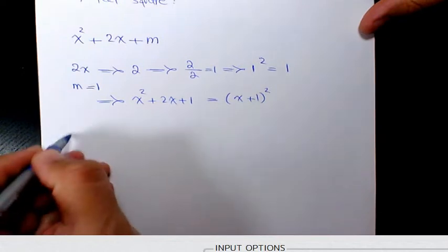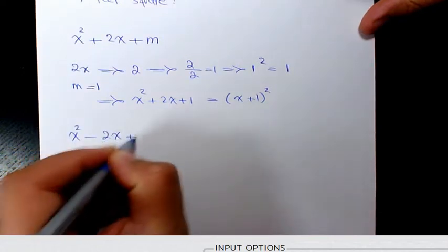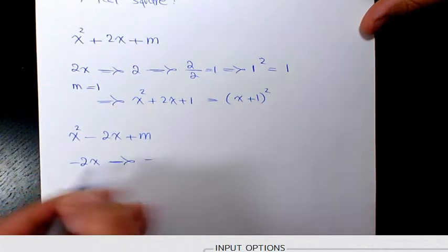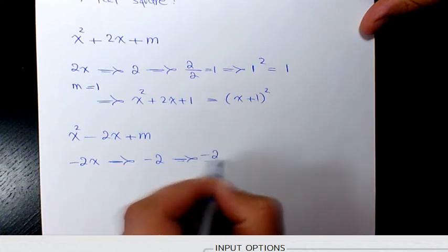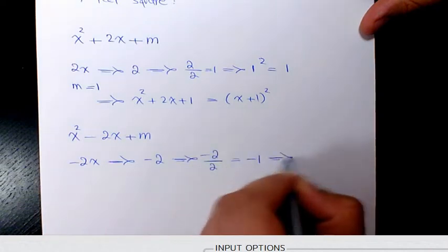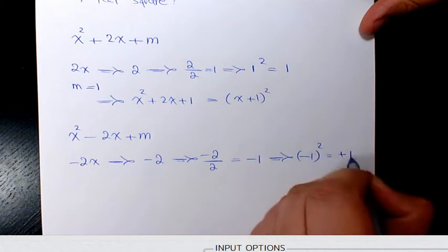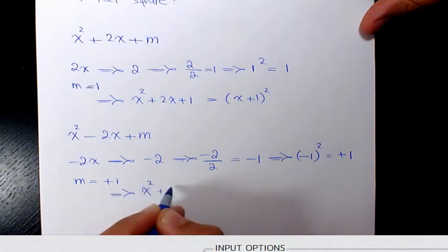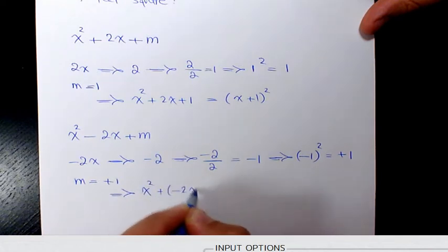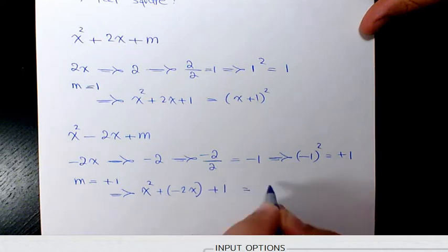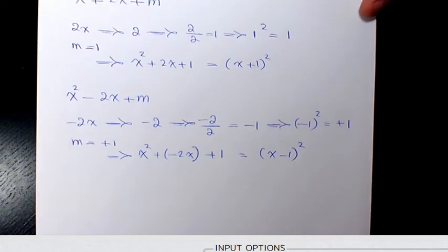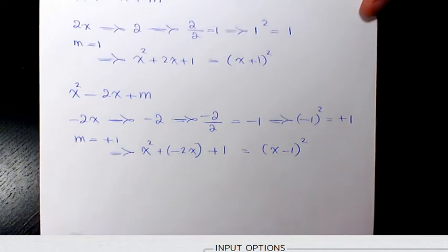Next example. If you have x squared minus 2x plus m, what is going to happen? Again, you have negative 2x. The coefficient is negative 2. We divide it by 2, which is negative 1. Negative 1 squared is positive 1. So m will be positive 1. So we have x squared minus 2x plus 1, which is going to be (x minus 1) squared, as we learned last time, because we have negative 1 and we have x. So it's going to be (x minus 1) to the power of 2.